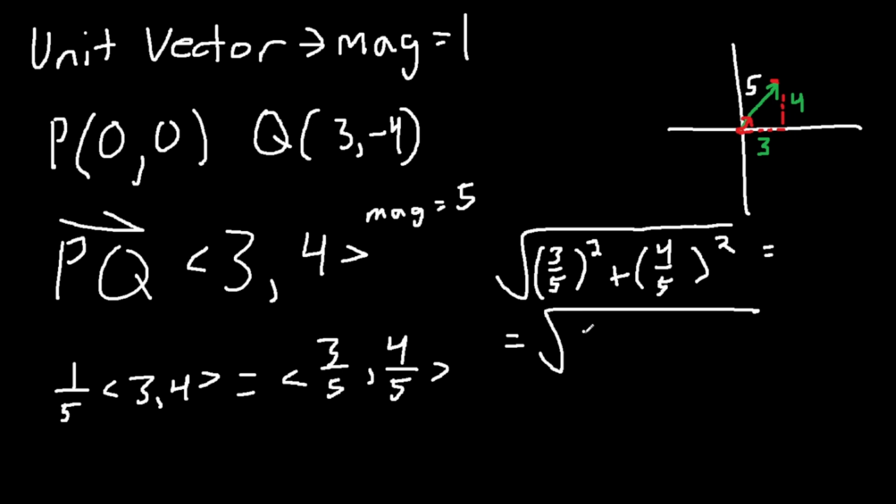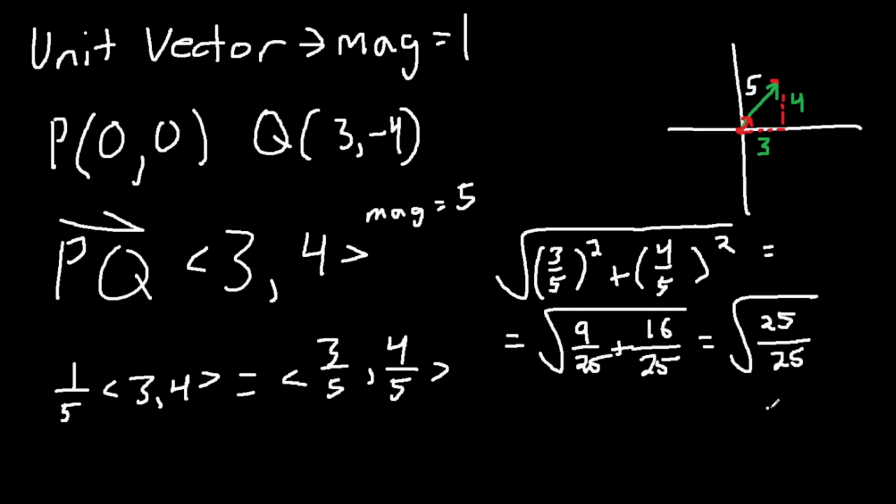And then we'll get the square root of 9 over 25 plus 16 over 25, which is equal to 25 over 25. And this is just equal to literally 1. 25 over 25 is 1. The square root of 1 is 1. So the unit vector's magnitude is equal to 1.